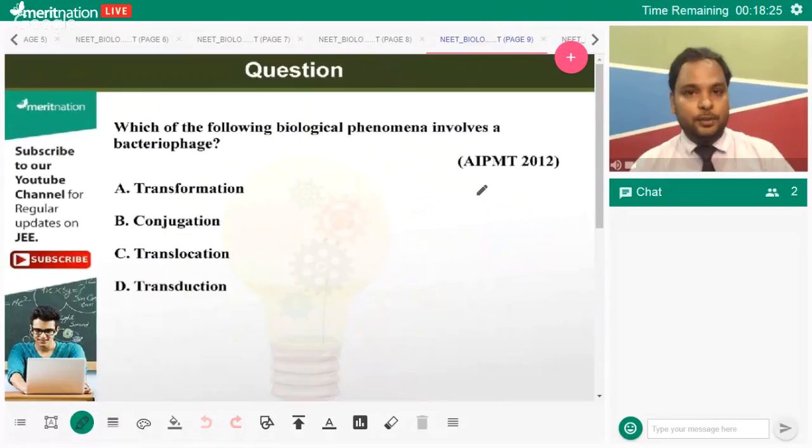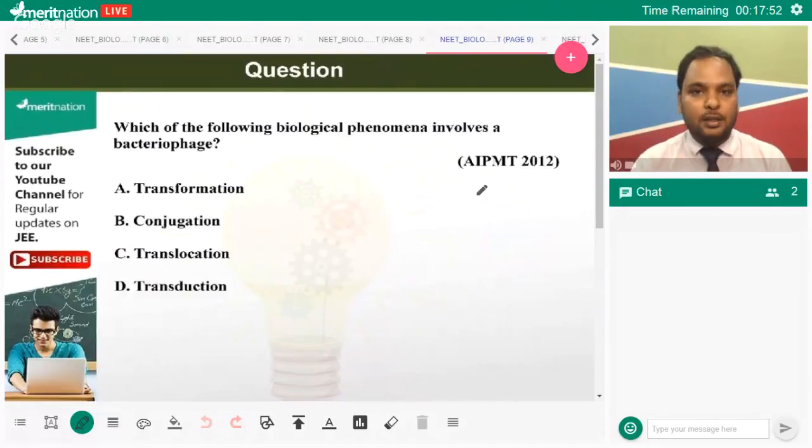Next is B, conjugation. It's a typical property of bacteria where it forms pili and passes its genetic material to another bacterium. That's conjugation. Translocation is nowhere near a sexual reproduction of any bacteria or viruses. Translocation you can say is a part of mutation. Fine. And D is transduction.